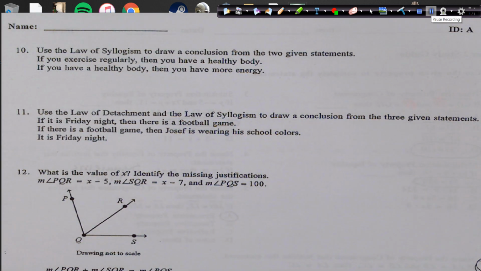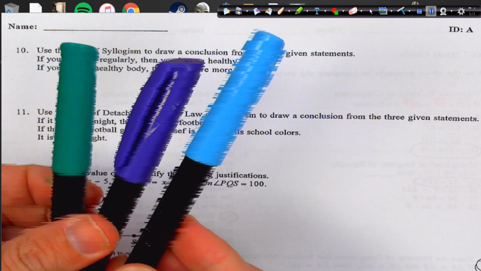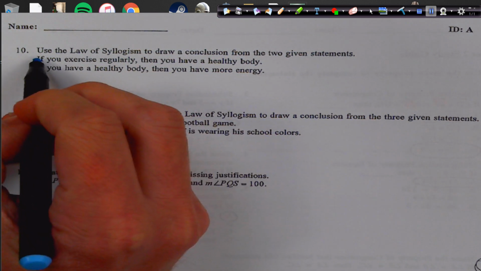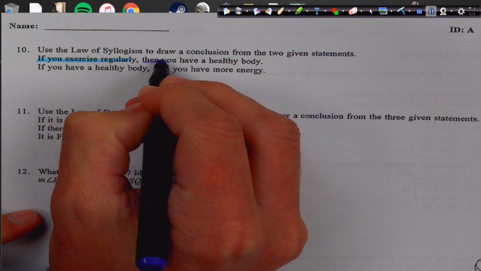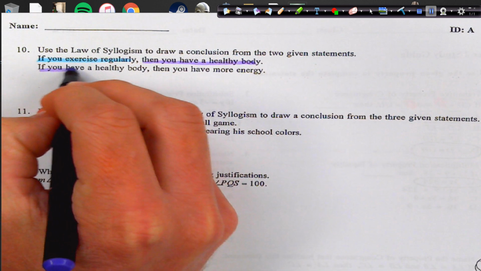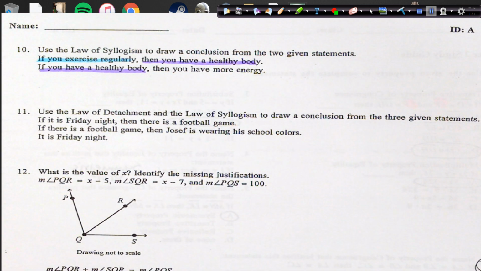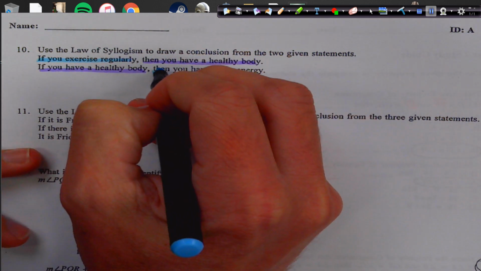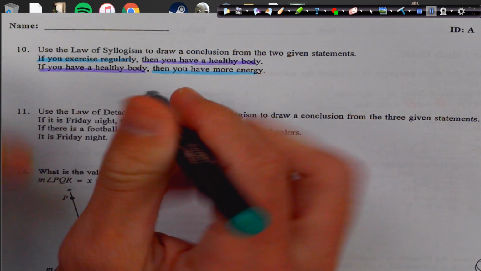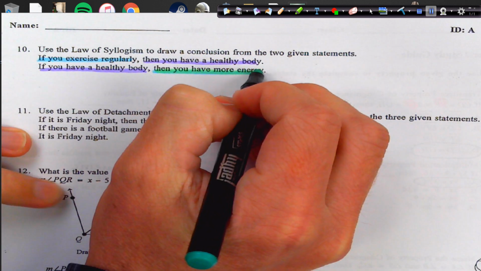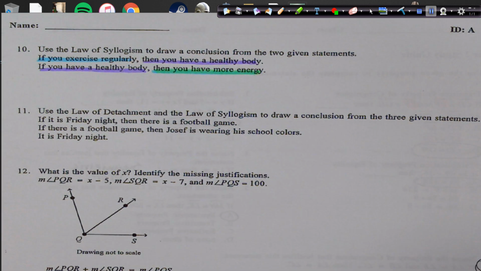All right, number 10, it says use the law of syllogism to draw a conclusion. This is where I highly recommend that you get 3-color highlighters or pens. If you exercise regularly, then you have a healthy body. If you have a healthy body, see how these two statements are the same, so we can use the same color? Then you have more energy. Oh, that was supposed to be a different color, my bad. Those are not the same two statements. So we should go ahead and, there we go. That looks better. Okay, so this is law of syllogism. It takes the blue piece and the green piece and they're connected via the purple piece.